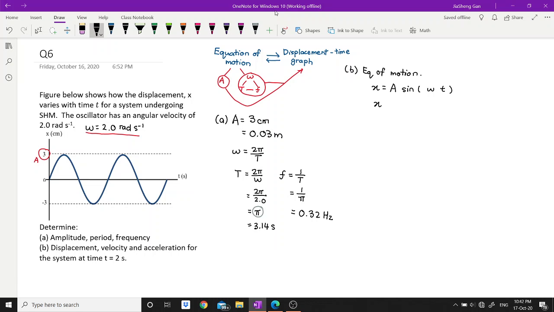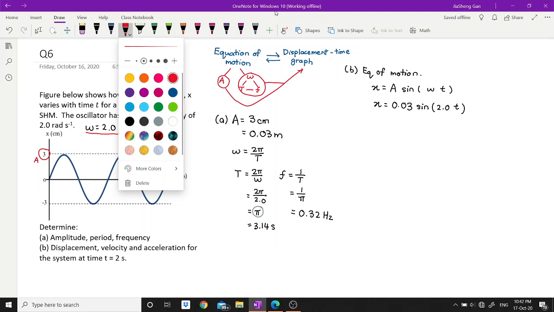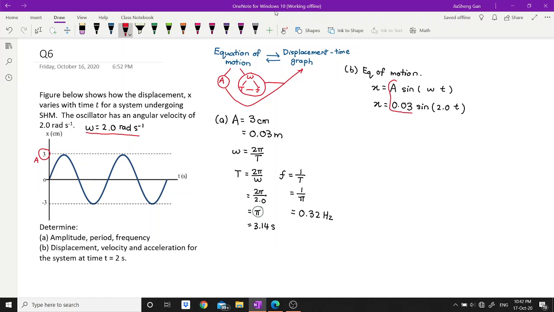We have the value for our A, and it's 3. Since it's in cm and I prefer it to be in SI unit, I can convert it to 0.03 sine omega. Omega is given to you as 2.0 t. Okay, so as you can see, what I do right now is a reverse of what we did usually. Basically what I do now is a substitution. Substitute A equals to 0.03 and then substitute omega equals to 2.0. It's a matter of substitution. Knowing this equation, only then you can start to find the displacement at a particular moment.